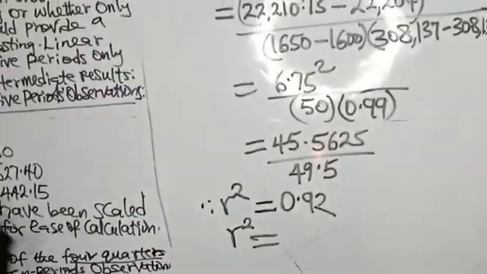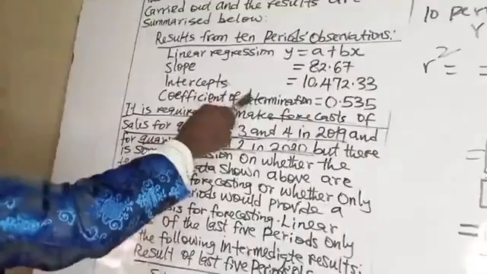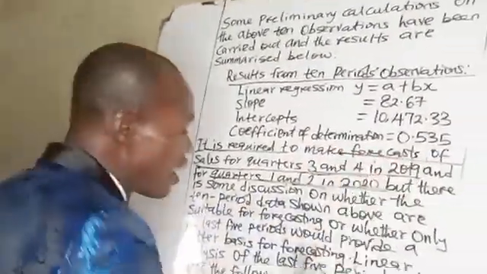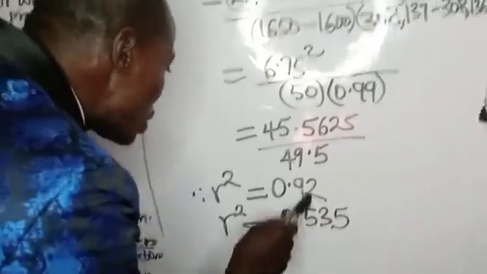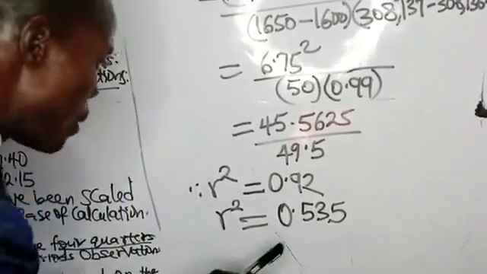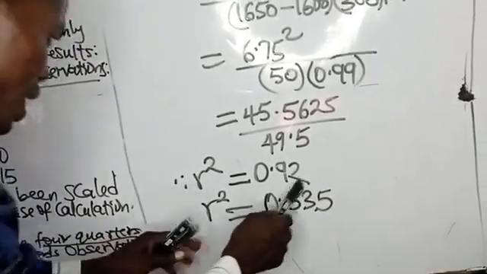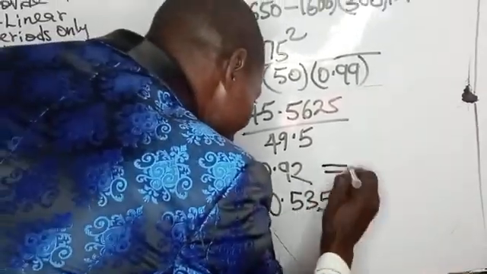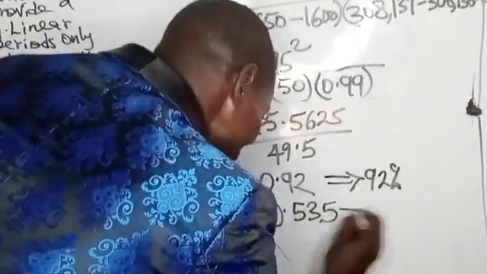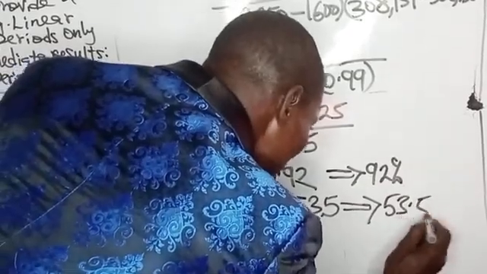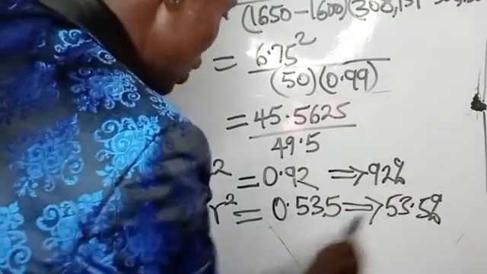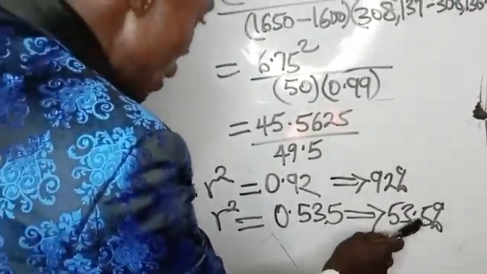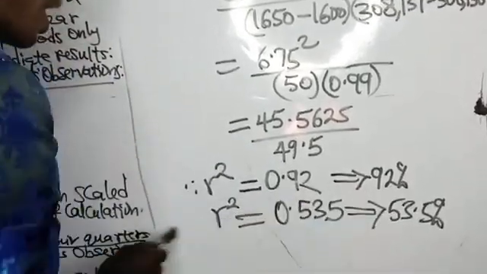Now, the coefficient of determination for 10 period observation is given to be 0.535. The 5 period observation is better than the 10 period observation. We can say this is equivalent to 92%, and this is 53.5%. Using 5 period observation, you have 92% variation, and here you only have 53.5% variation. So the 5 period observation is better.